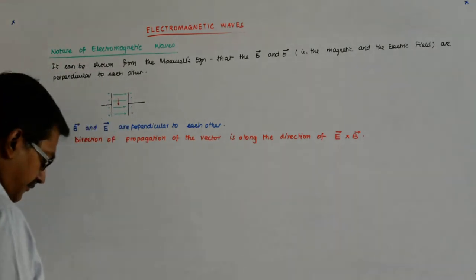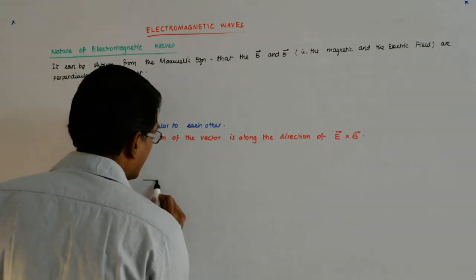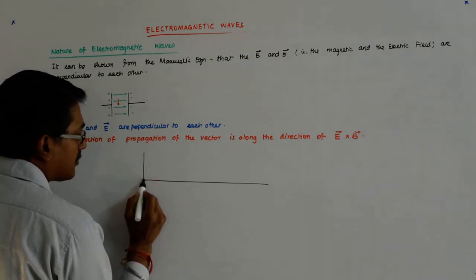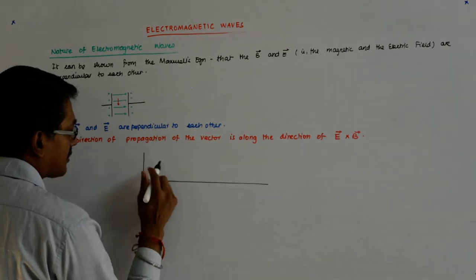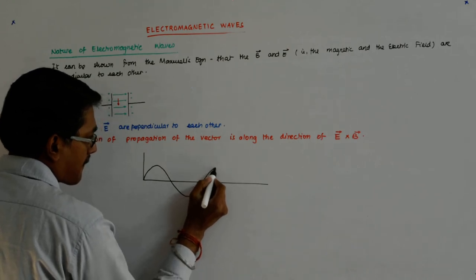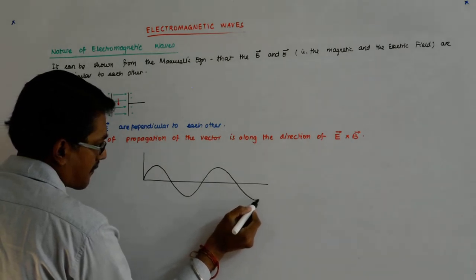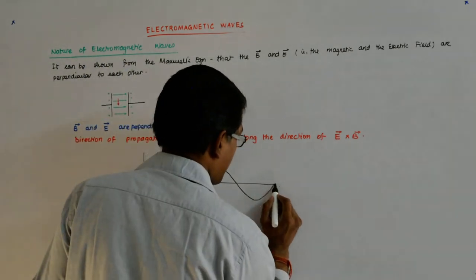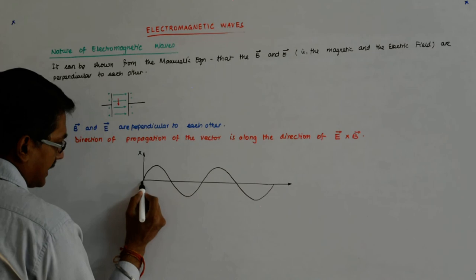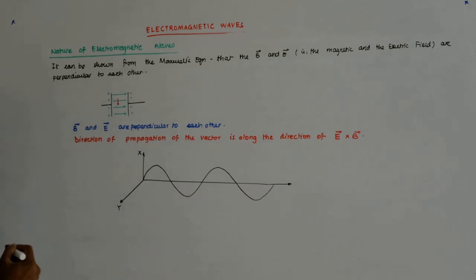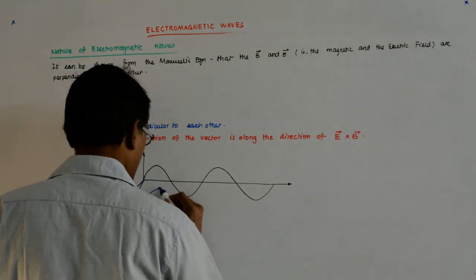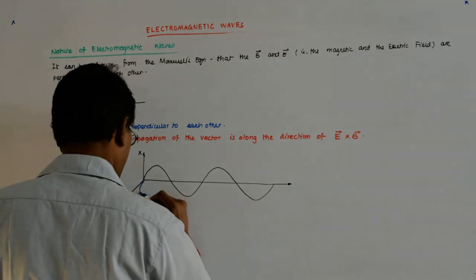Now let us say if this sinusoidal wave has been produced by a sinusoidally oscillating charge. So how will it look? Say I draw my E. Okay, my E along this. Okay, so this is my x-axis, this is my y-axis, and my B is along that. Okay, so B is along that.